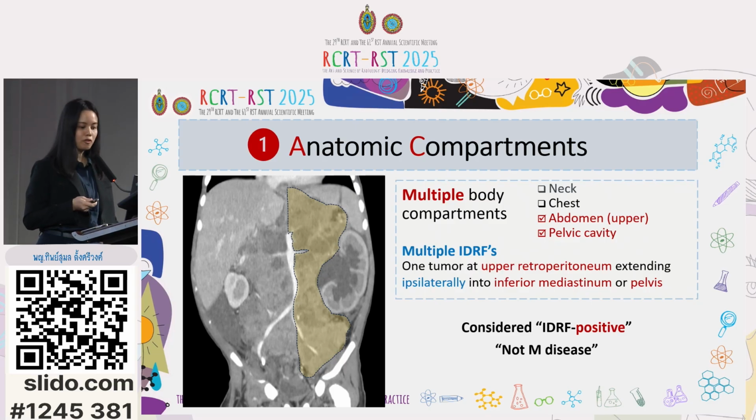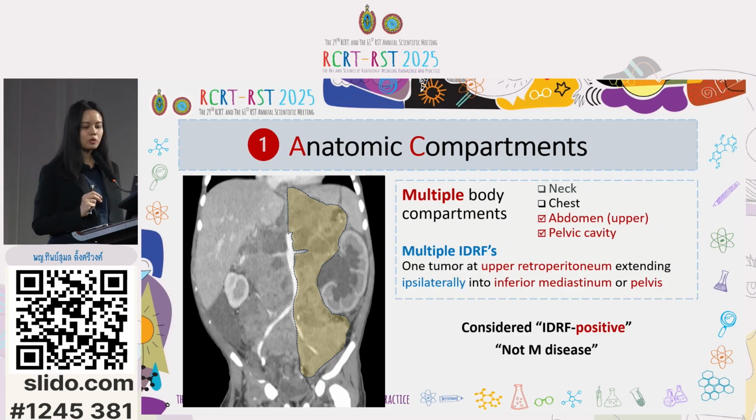Now, let's focus on what defines multiple body compartments. A tumor is defined as multiple body compartments when it extends ipsilaterally across more than one anatomic region, such as from the chest into the abdomen or from the abdomen into the pelvis. Recognizing this is important because it can impact surgical planning and staging.